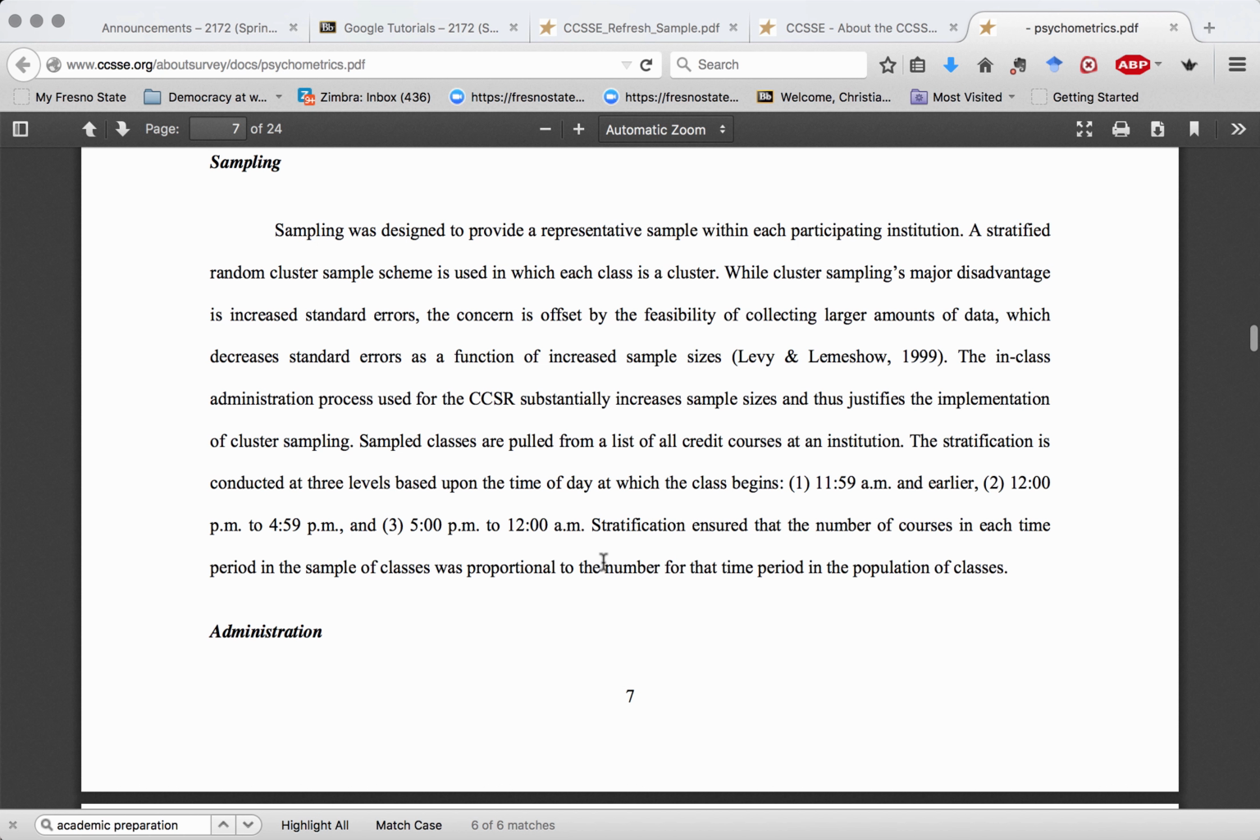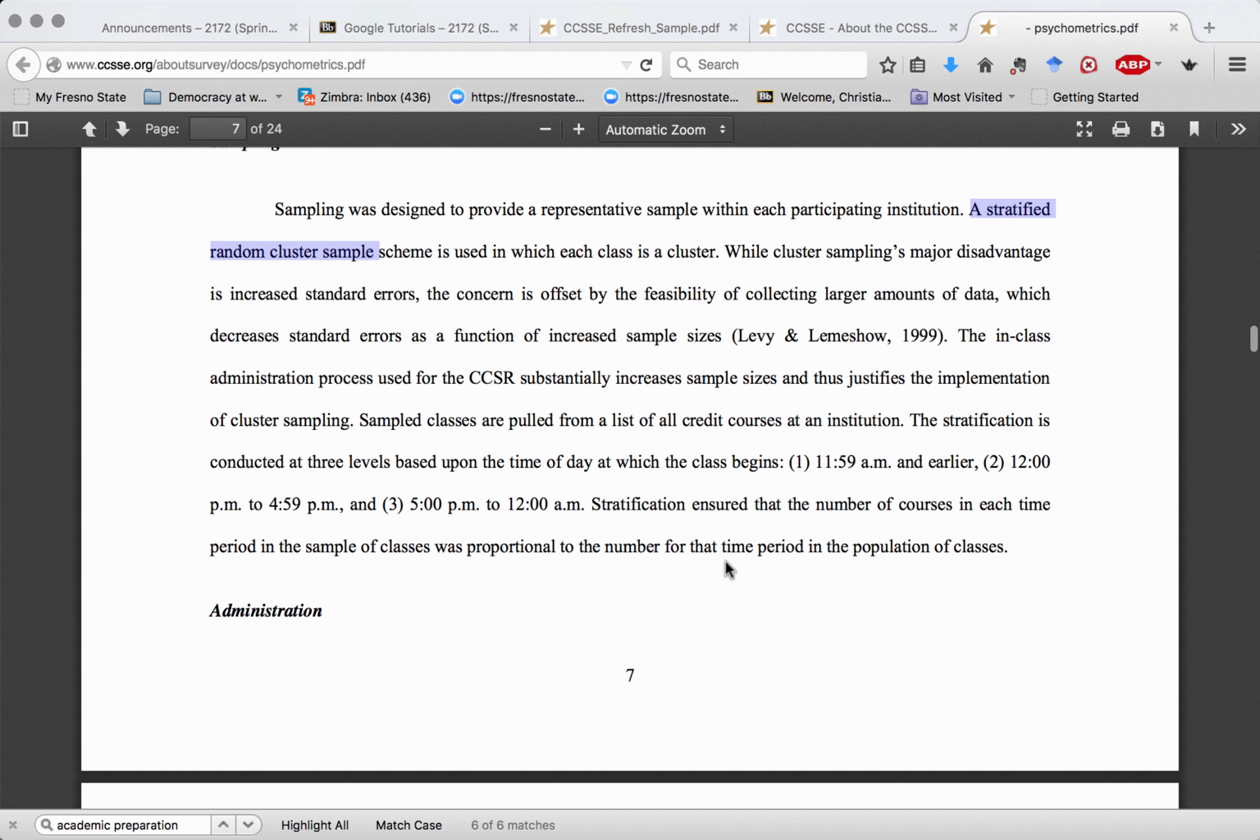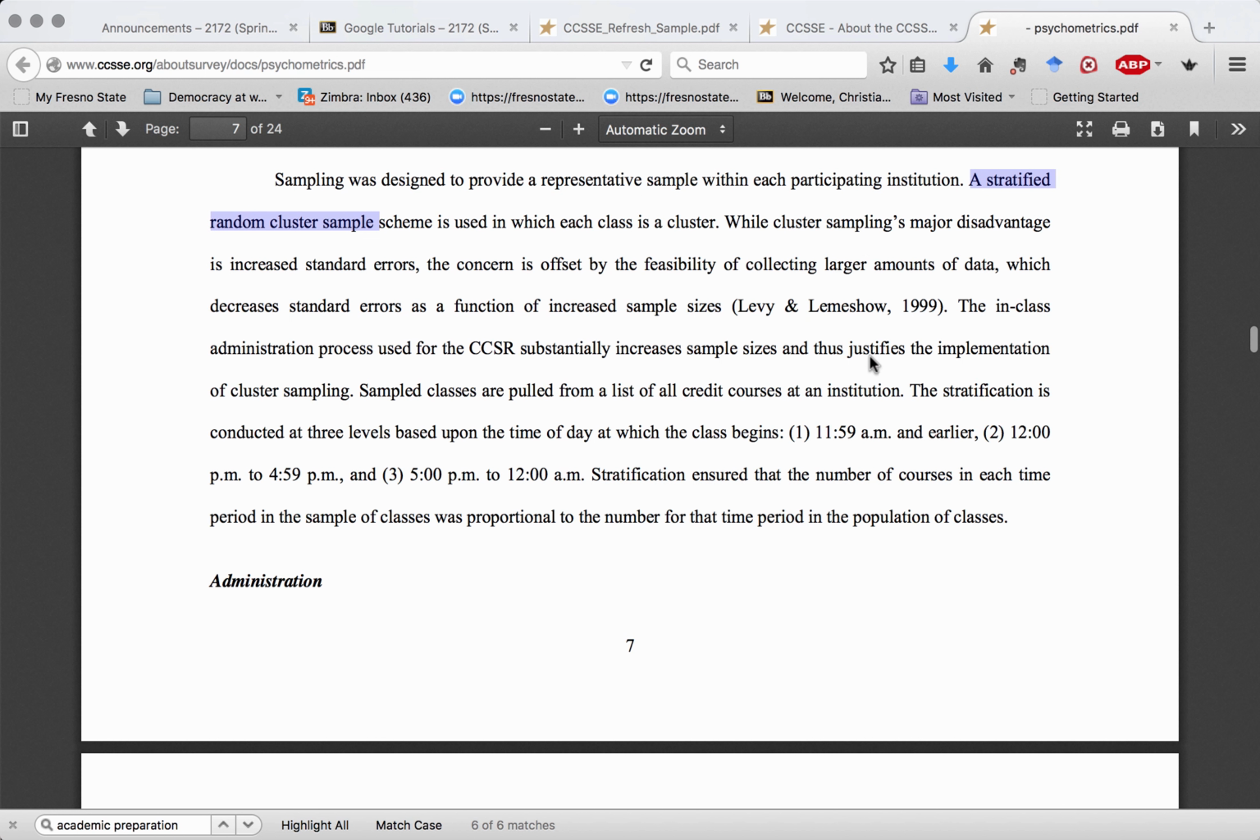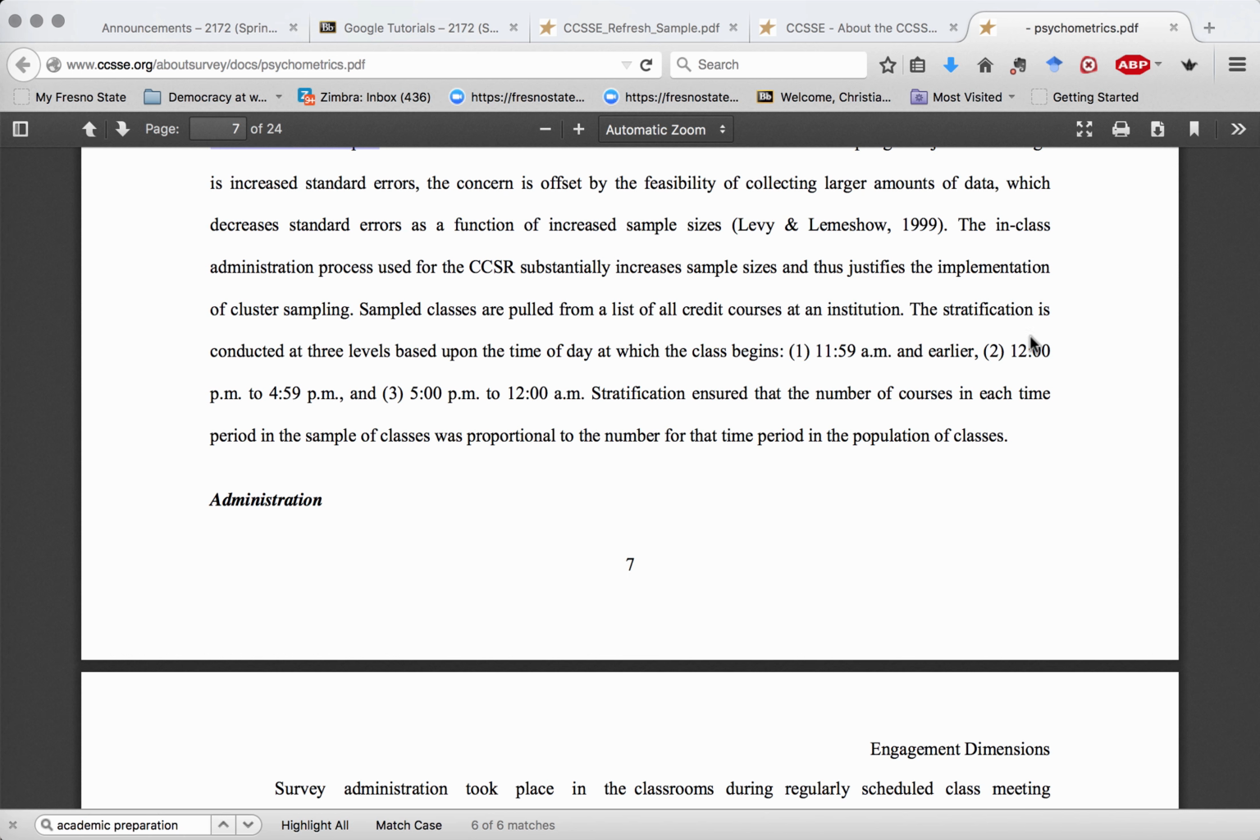Then here they talk a little bit more about the sampling. Here, a stratified random cluster sample, right? Wonderful. So this is what we talked about in the earlier part of the course. They talk about some disadvantages as well, but then also here the stratification, right? They wanted to make sure that the time of the day at which a class was held was adequately represented.